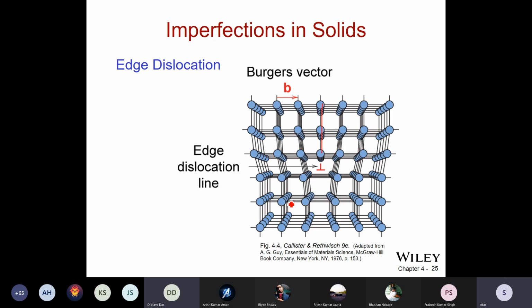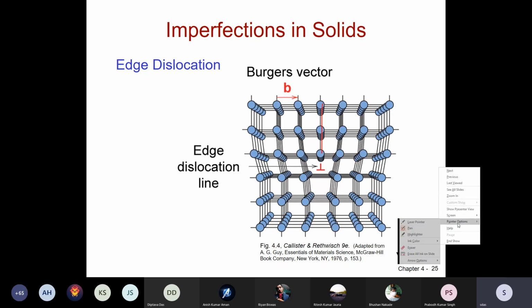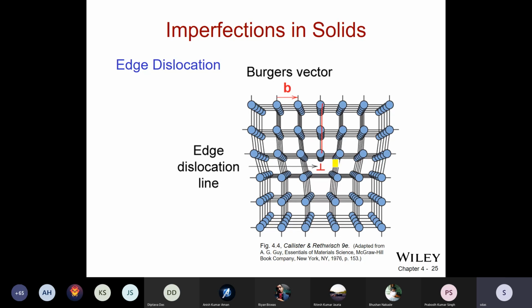So this view is the end view or side view of that plane AD, the region of localized lattice disturbance separating the slip region from yet to be slip region. You see why I'm calling it the region of localized lattice disturbance. Instead of a continuous plane, you have a half plane. And each plane is distorted here.